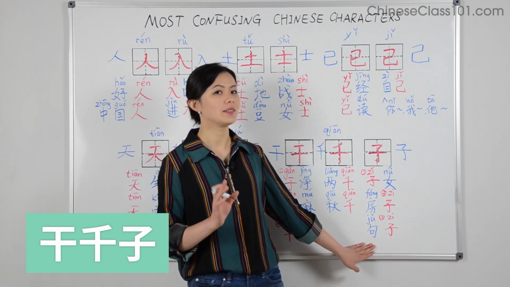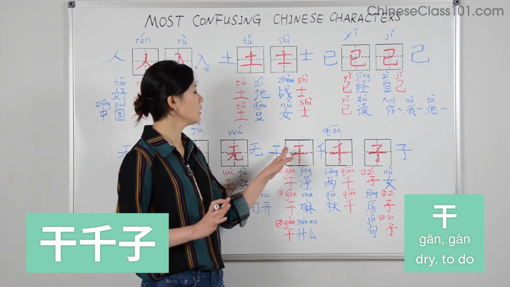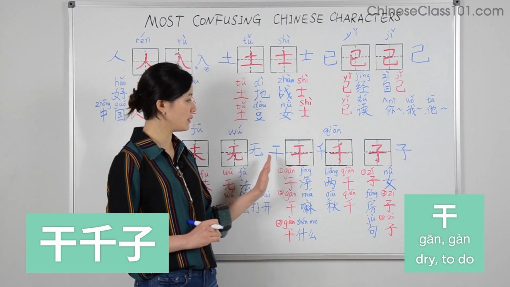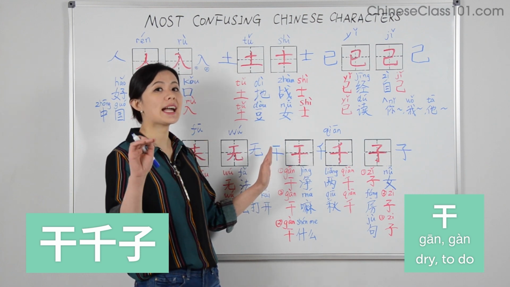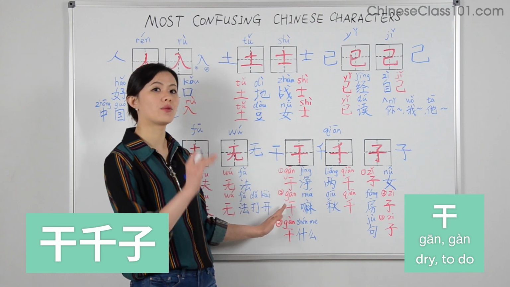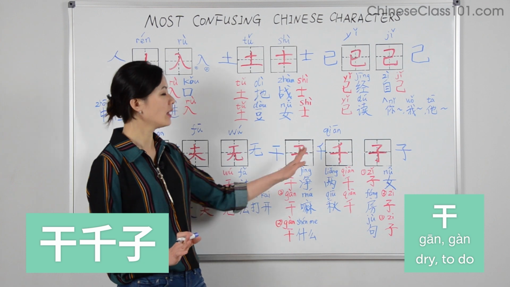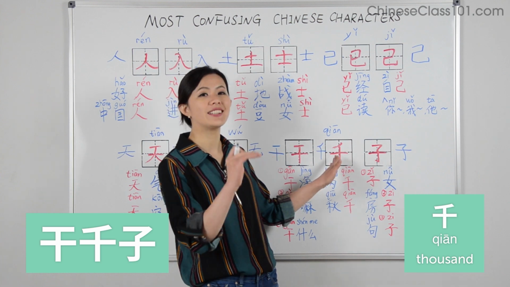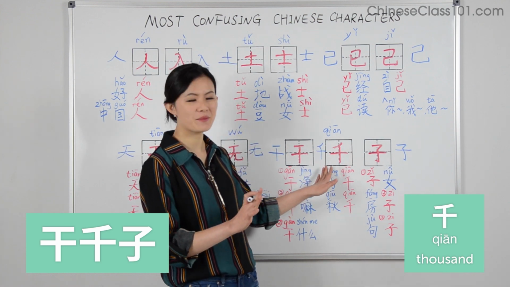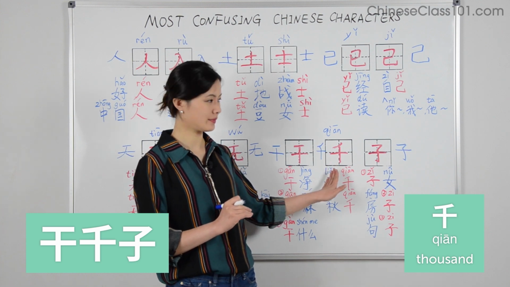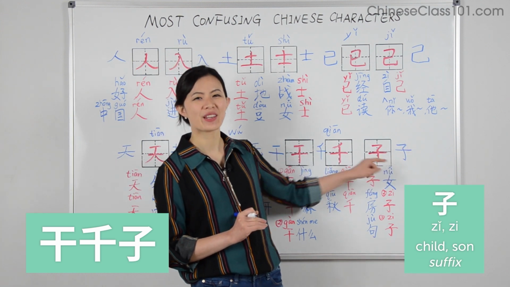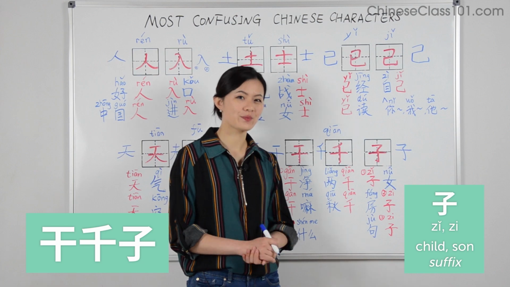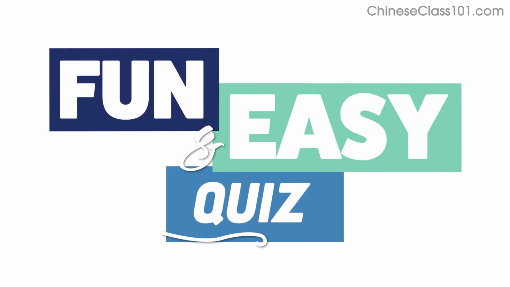Now to recap, the one with 3 straight lines means dry or to do. When it means dry, it's the first tone. 干. When it means to do, it's the 4th tone. 干. Okay, the one with the curved line on top with a 10 underneath is a number meaning 1,000. 千. And the third one with two little hooks can mean a child, son, or it's a suffix in a noun.